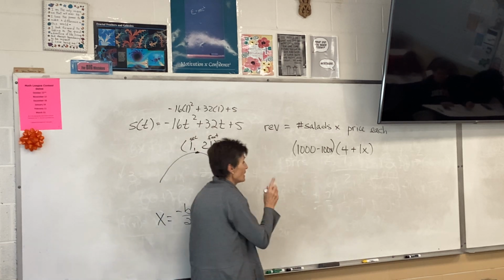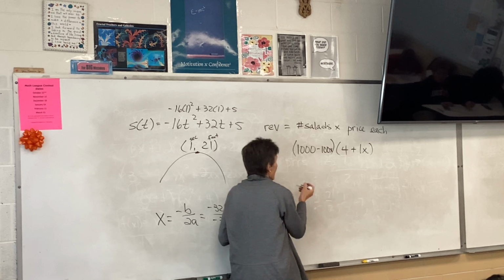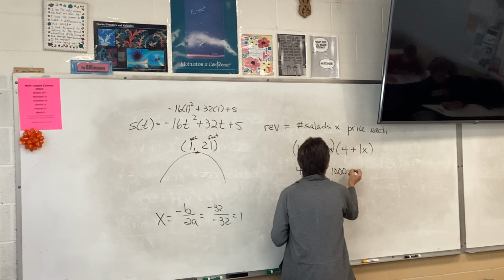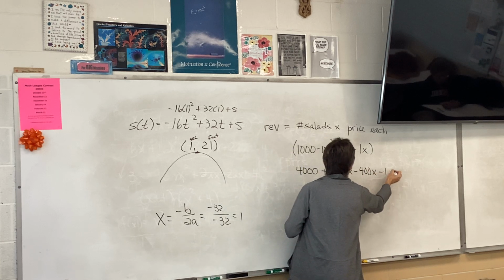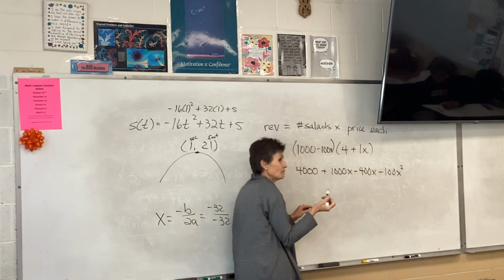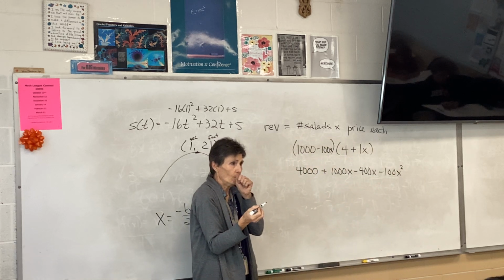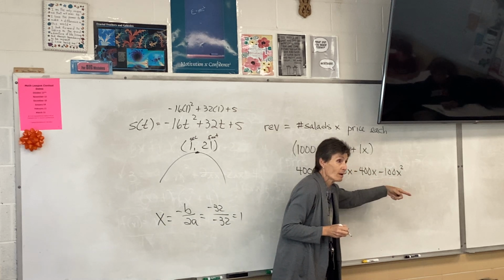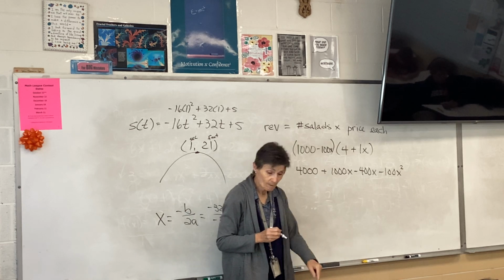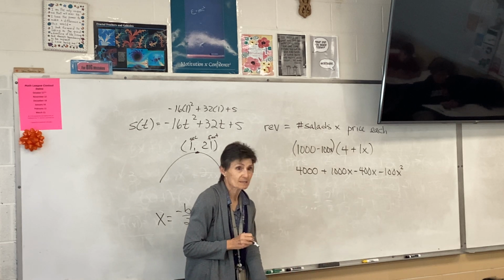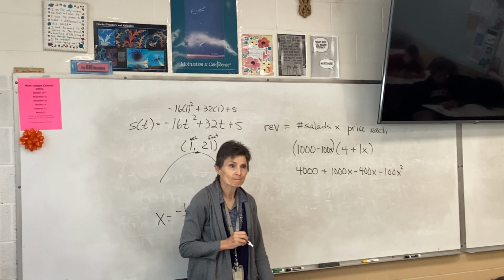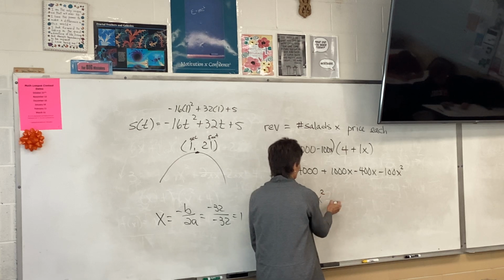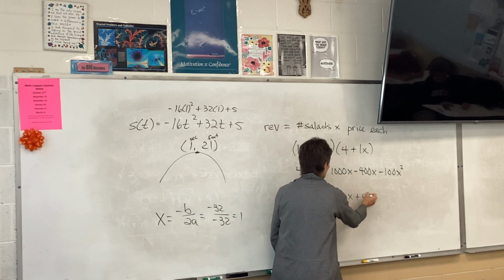Now, let's just for fun, multiply this out. So I have 4,000 plus 1,000x, 400x, and minus 100x squared. I haven't simplified it yet. What does this tell me about my equation? It's another parabola opening down, and I'm looking for a maximum. Isn't this just another vertex problem? All right, so let's clean up our equation. Negative 100x squared, 600x, and 4,000.